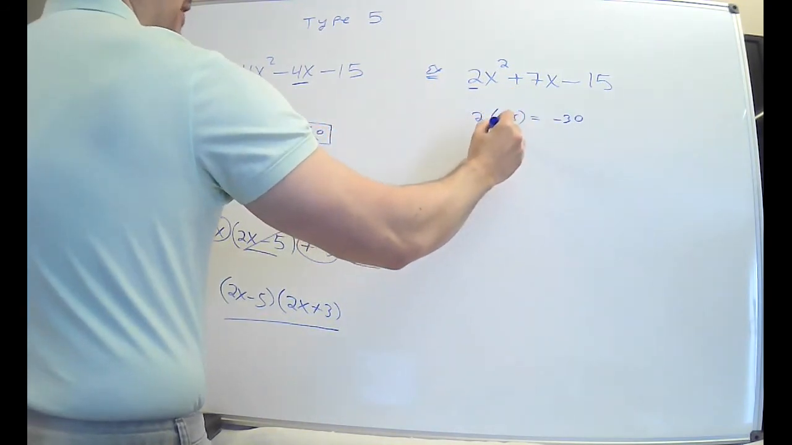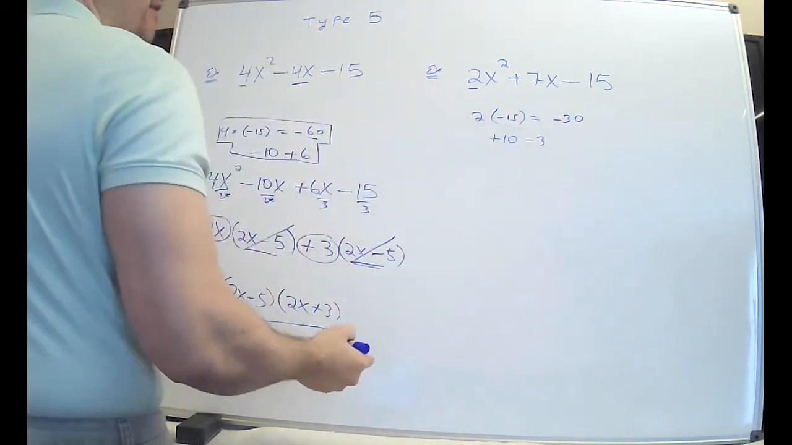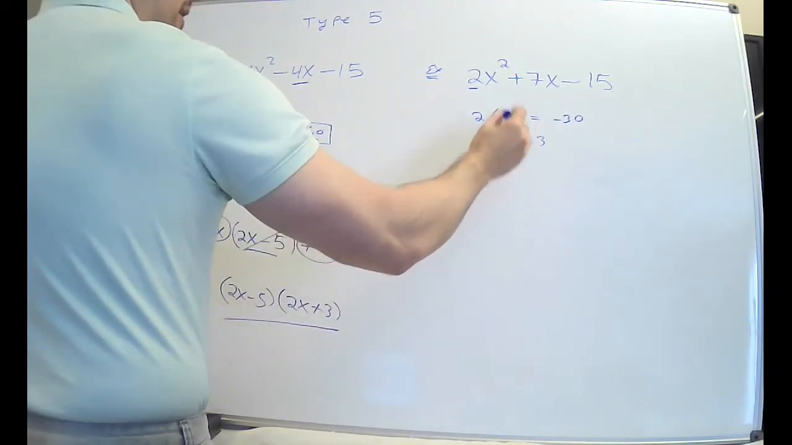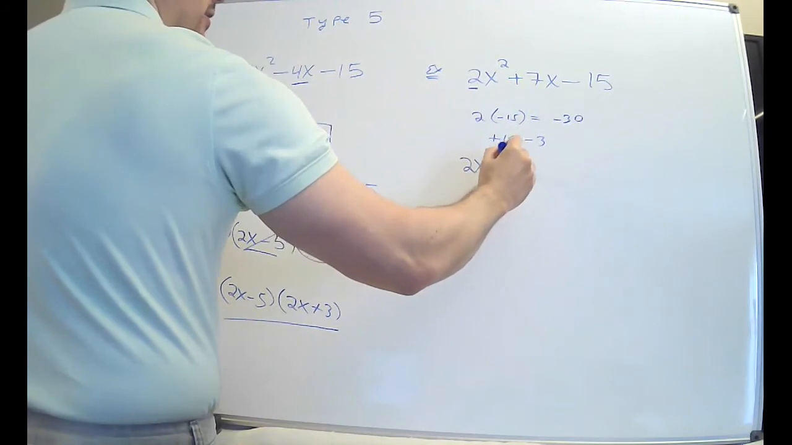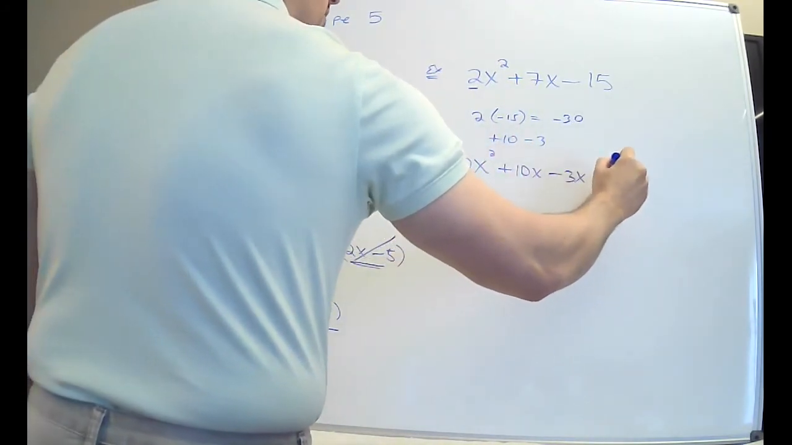So I'm going to do the same kind of thing. Positive 10 take away 3 is 7. And 10 times 3 make 30. So that's going to be how I want to split it up. So I'm going to take the 7x in the middle, and I'm going to write it as 10x minus 3x.